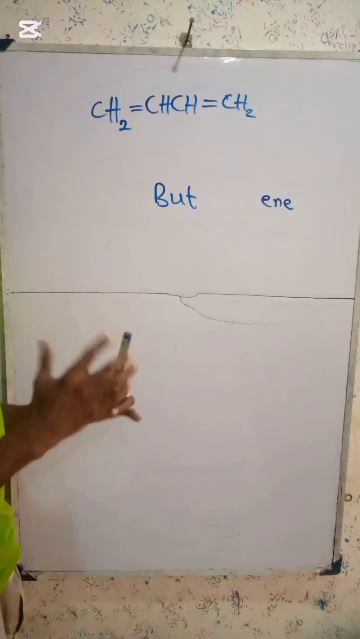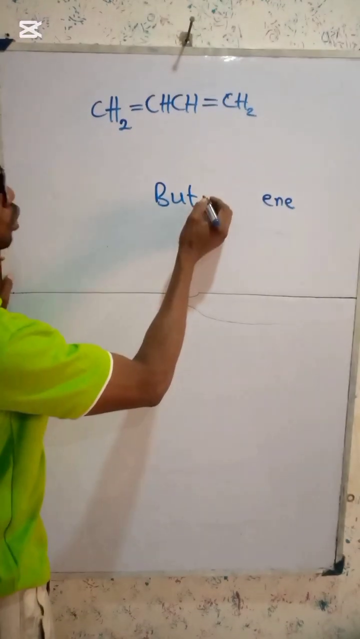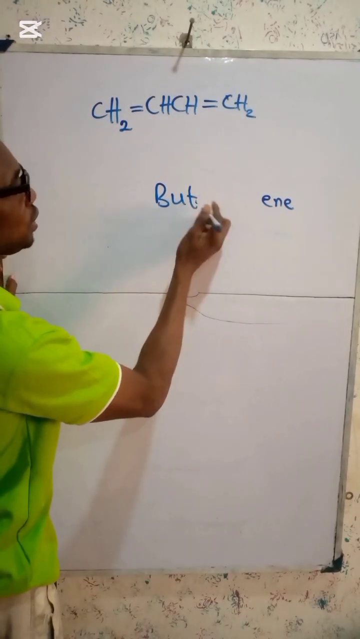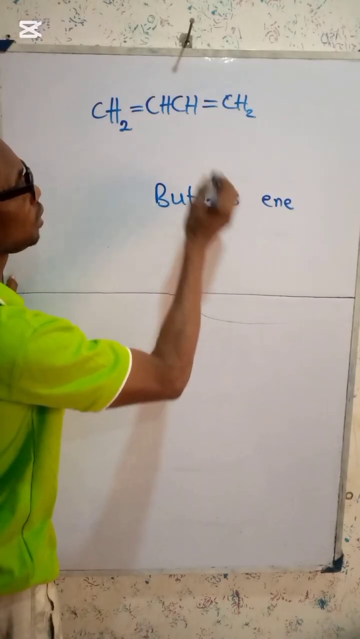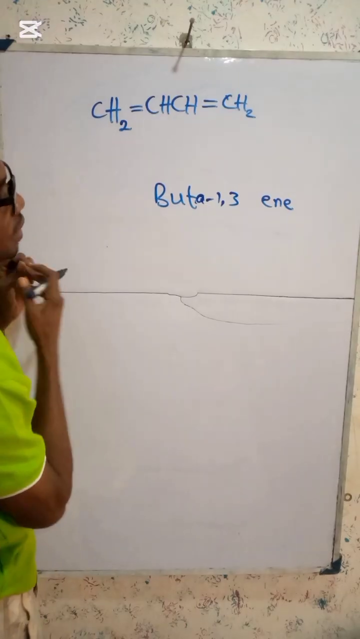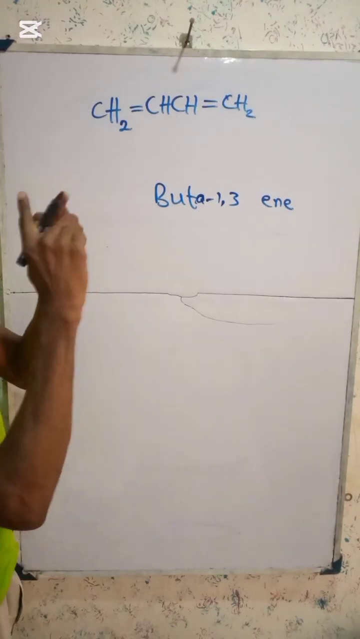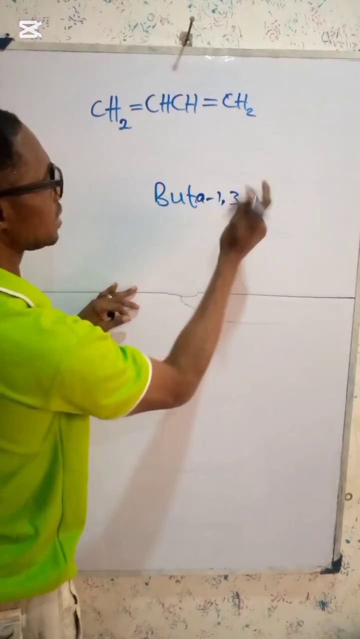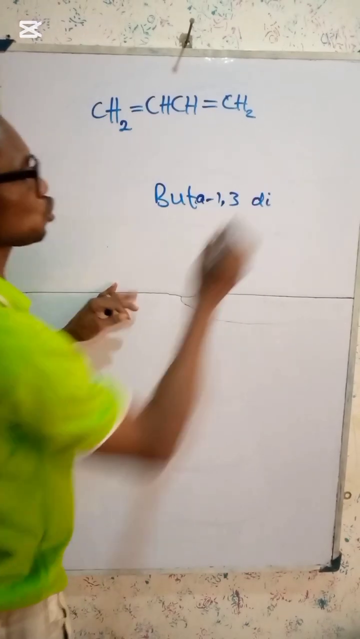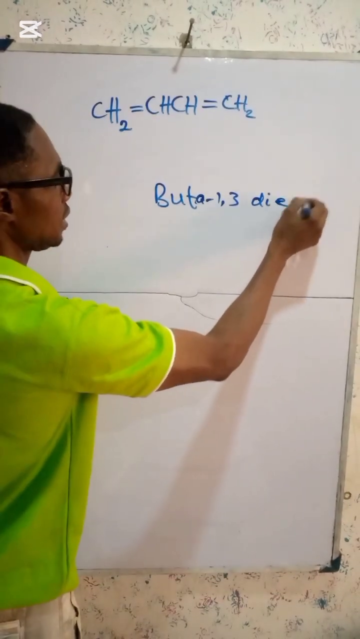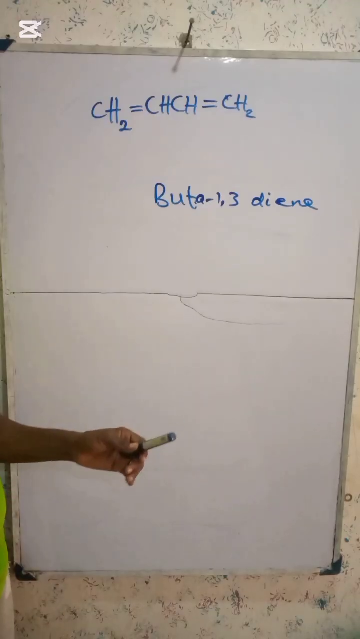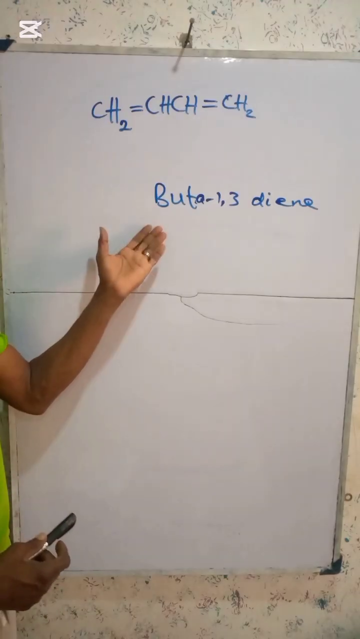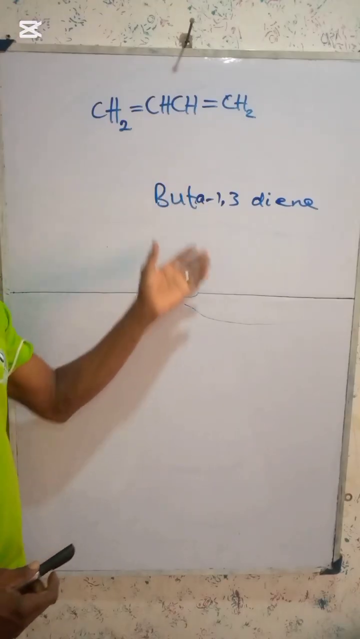So how do you combine it properly? We're going to have the first one, then you call this buta-1,3. And because it's 2, when it's 2 it is di, if it is 3 it is tri, if it is 4 it is tetra. Right? So the name is buta-1,3-diyne. I hope it's clear. You're welcome.